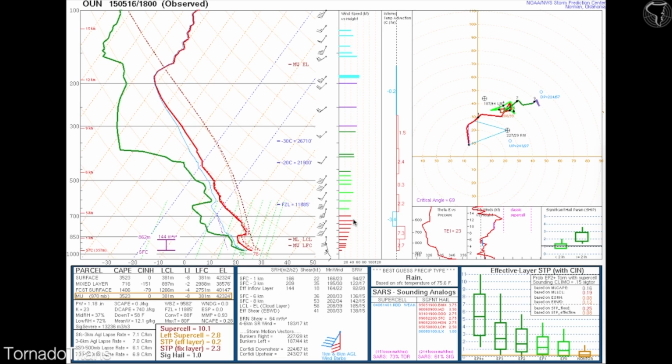This is probably more realistic about what kind of instability is being realized with storms. This is because air rises, and as it rises, it mixes with air surrounding it, and so storms are typically going to be ingesting this air versus a pure surface-based air parcel. And the reason for this is simple.